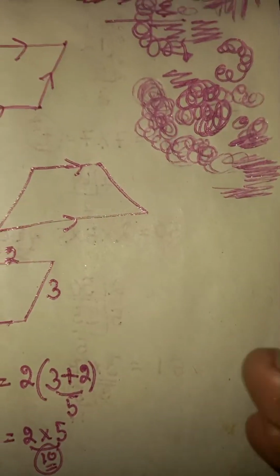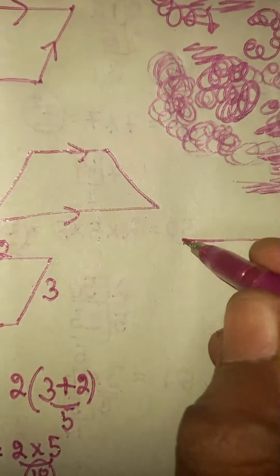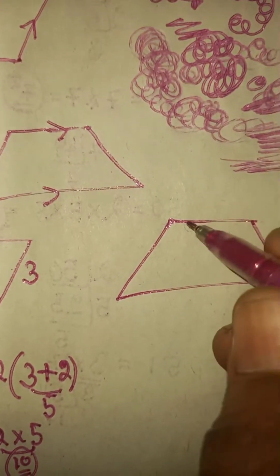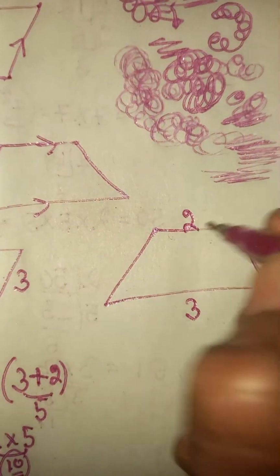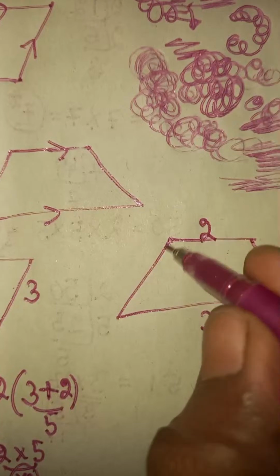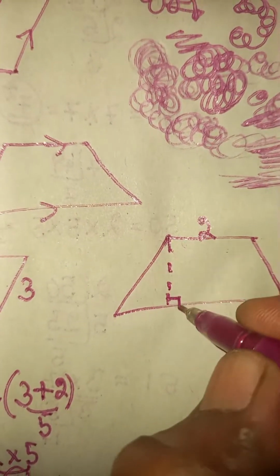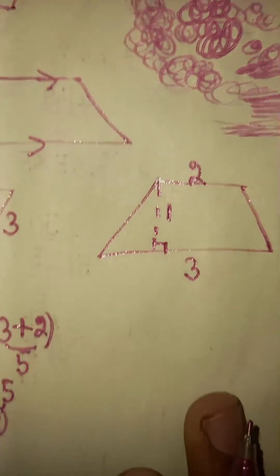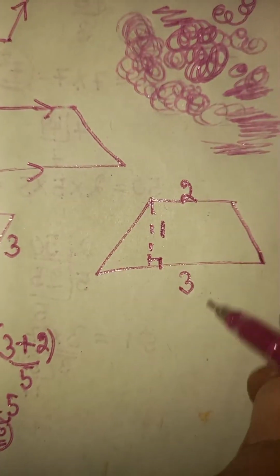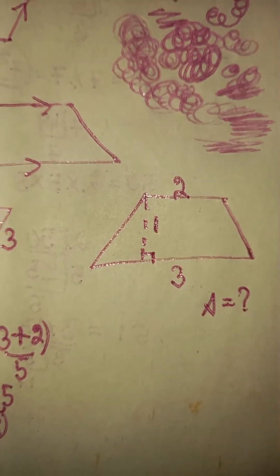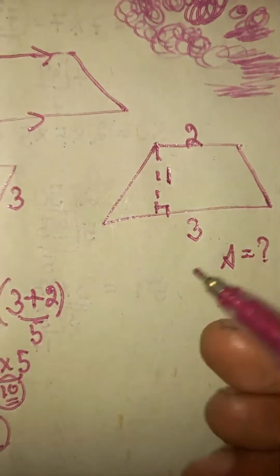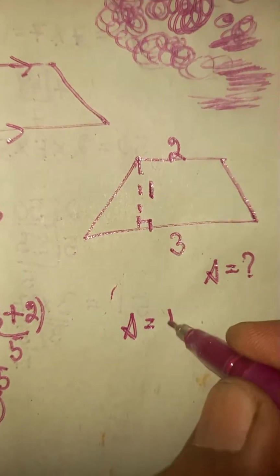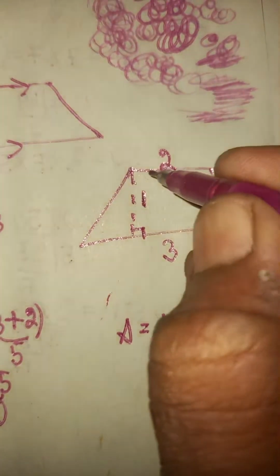Now I am going to tell about the trapezium. If you take a trapezium, they give that these two sides are going to be parallel. They give us this is 3 units, this is 2 units. To those two sides you need a perpendicular, right? They give the perpendicular height as 1 unit. Now you need to find the area of this trapezium. The area of a trapezium is half times the sum of the parallel sides.